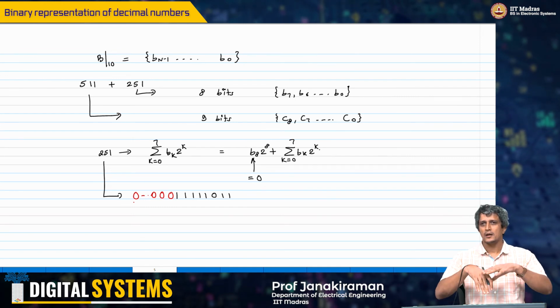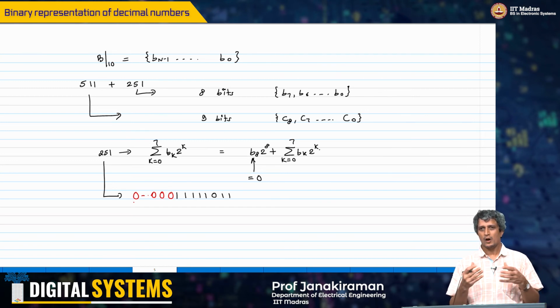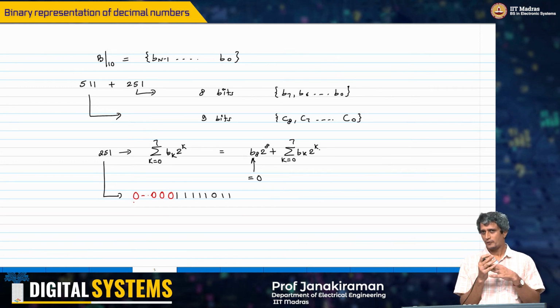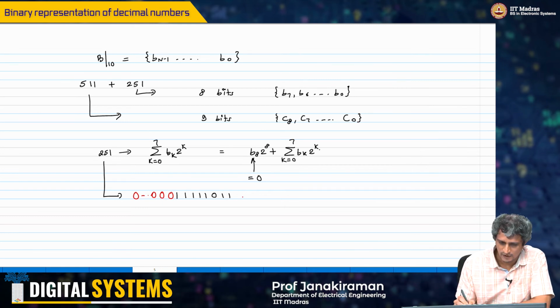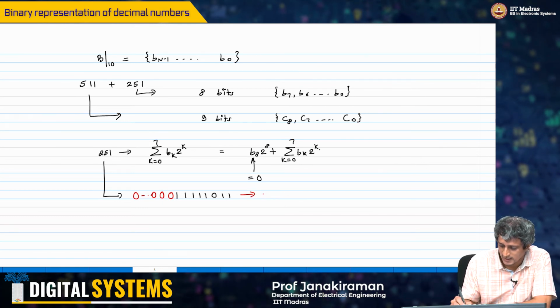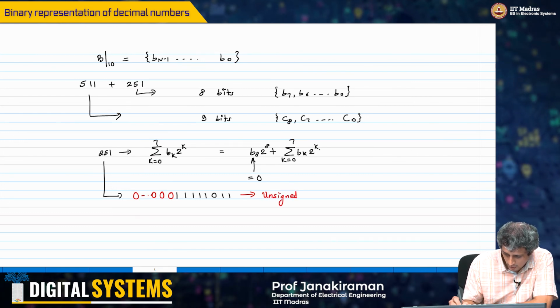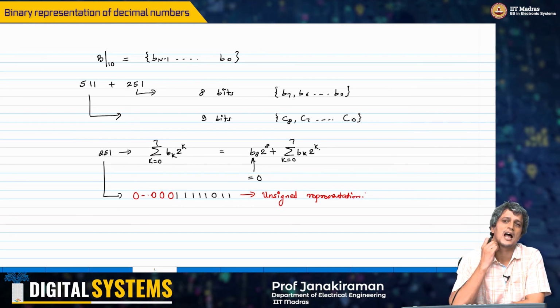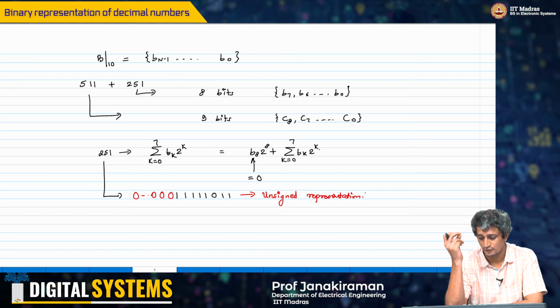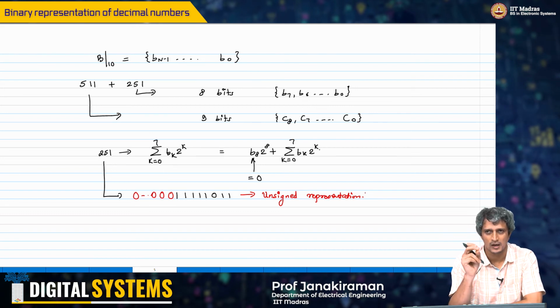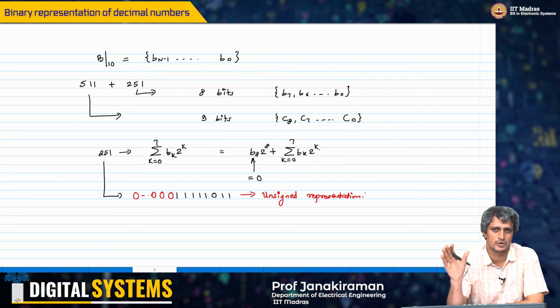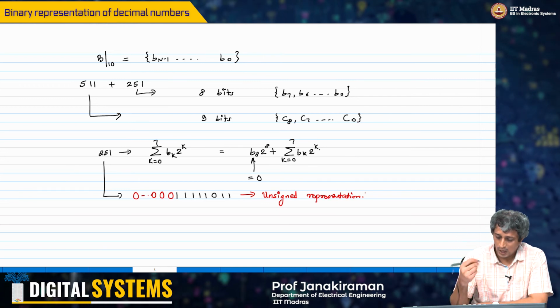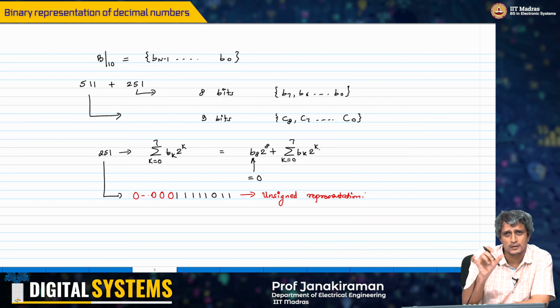So that is the overall picture of the binary representation of decimal numbers, and very importantly, this whole thing is an unsigned representation, which basically means that all numbers here are treated as positive numbers.